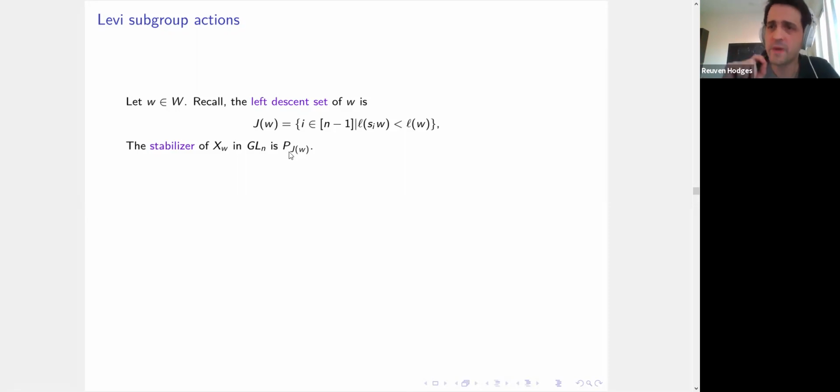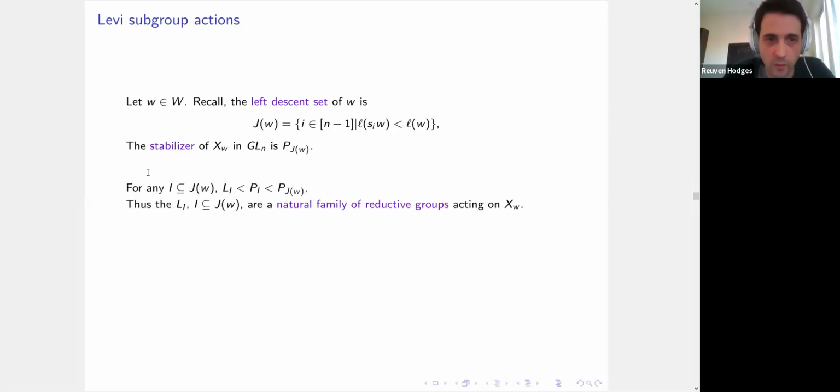So what do I mean by stabilizer? I mean it's the largest subgroup of GL_n that actually acts on this Schubert variety, right? And it is in fact exactly given by the parabolic associated to the left descent set. So what does this mean for us? Well, if you take any i inside of this descent set, then the Levi L_i is a subgroup inside of the parabolic P_i, and the parabolic P_i sits inside of this larger parabolic P_{J(w)}. And because P_{J(w)} acts, that means P_i acts, which means the Levi acts.